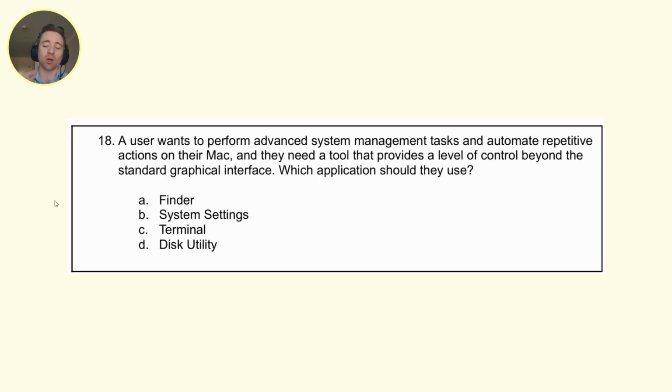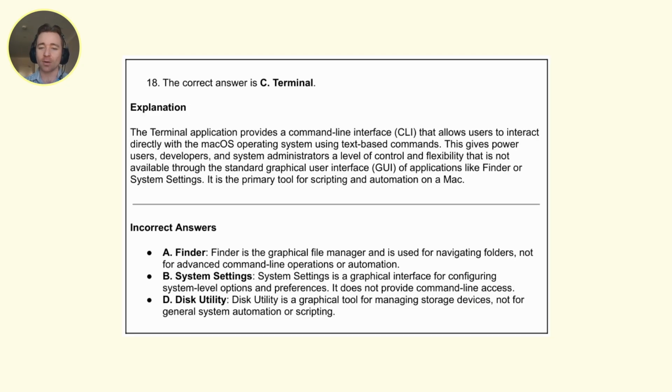All right, the next question, hopefully this is the last one, otherwise I'm going insane. A user wants to perform advanced system management tasks and automate repetitive actions on their Mac, and they need a tool that provides a level of control beyond the standard graphical interface. Which application should they use? A, Finder, B, System Settings, C, Terminal, or D, Disk Utility? Your answer coming in 3, in 2, in 1. It's C, Terminal will give you that additional level of control that you can't get with your typical interface, all right?